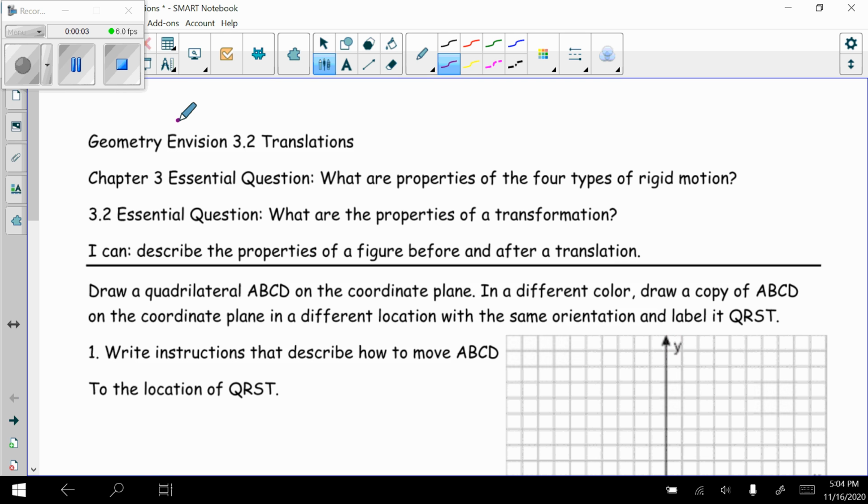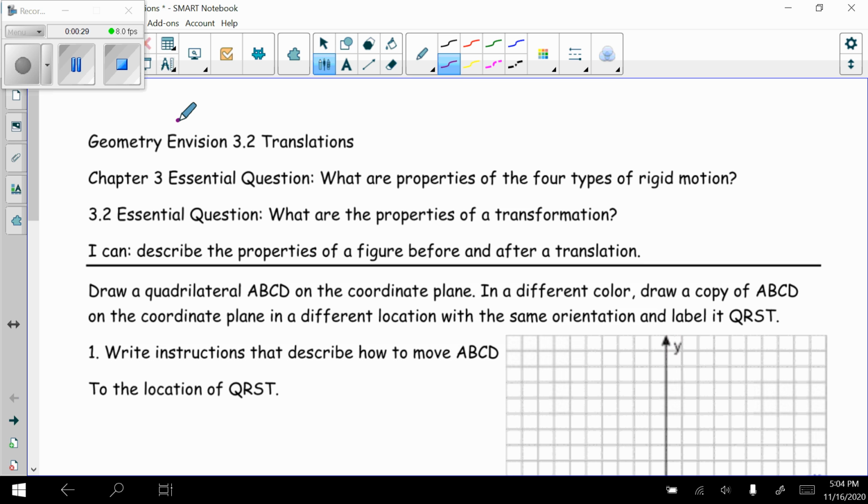Right, today in geometry, we're looking at Envision chapter 3.2 over translations. The chapter 3 essential question: what are the properties of the four types of rigid motion? 3.2's essential question: what are the properties of a transformation? After today, you should be able to describe the properties of a figure before and after a translation.